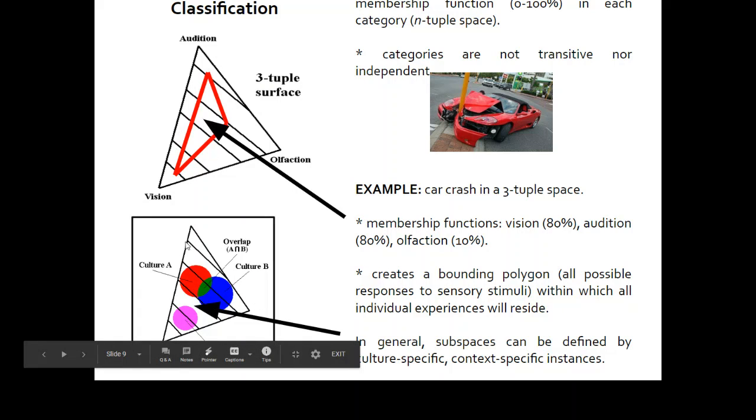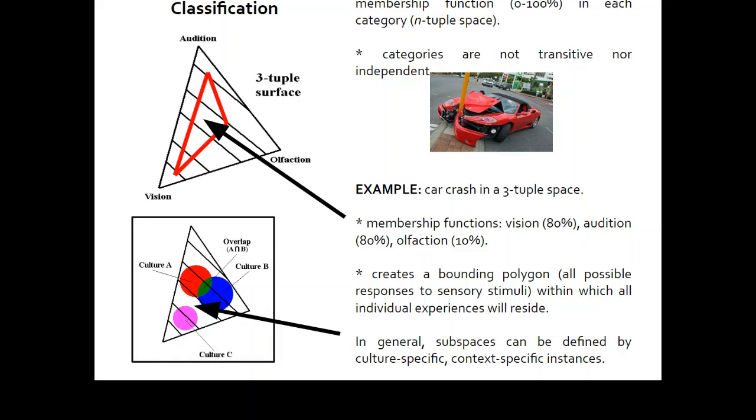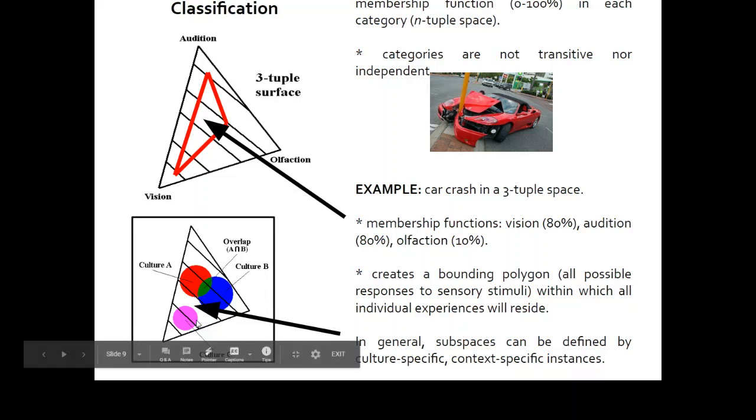So the limiting thing is a culture, and the cultures can either remain separate, like the purple or pink point and this red point down here. Those two are separate. But if you look at the red and the blue, they're separate except for an overlap region, which is a screen. So they can overlap to an extent. Our membership functions create a bounding polygon, which contains all possible responses to a sensory stimulus, and where all individual experiences will reside. These subspaces can be defined by culture-specific, context-specific instances. So when you have a situation where these things are separate, those are separate cultures.